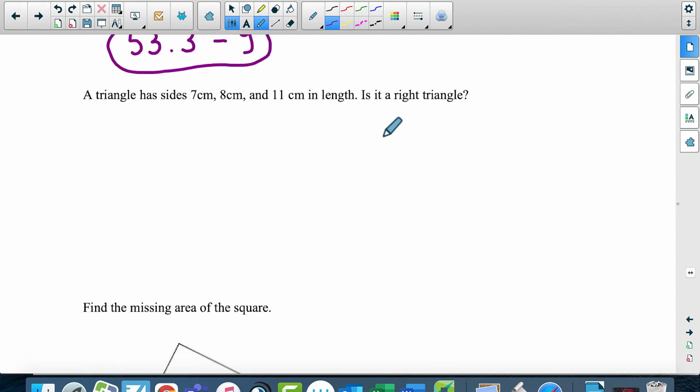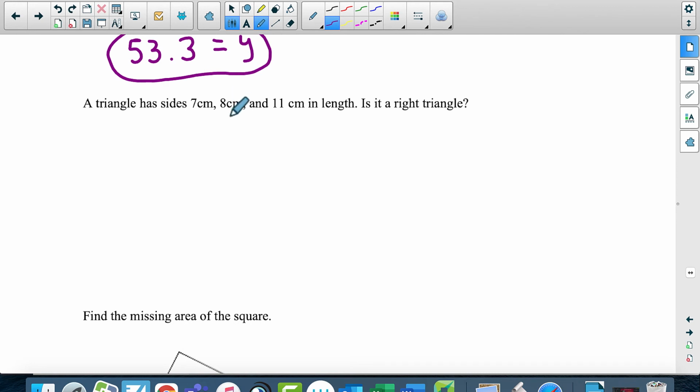So, how about this question? A triangle has sides 7, 8, and 11 centimeters in length. Is it a right triangle? How will you know whether it's a right triangle? Well, if it's a right triangle, obviously the hypotenuse would be which one of these? Hypotenuse is the longest side, which would be 11, and the legs would be 7 and 8.